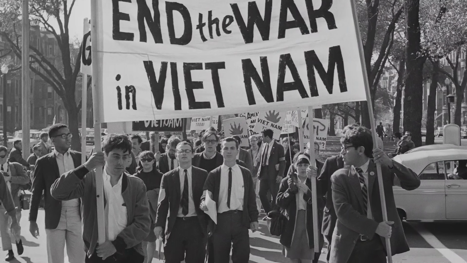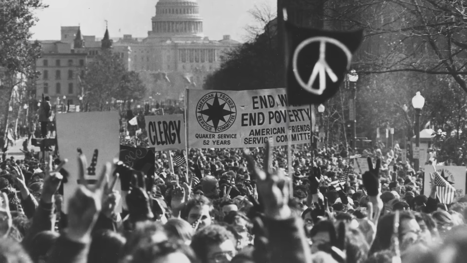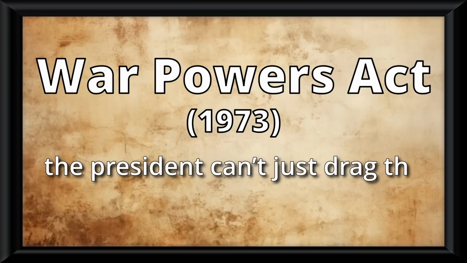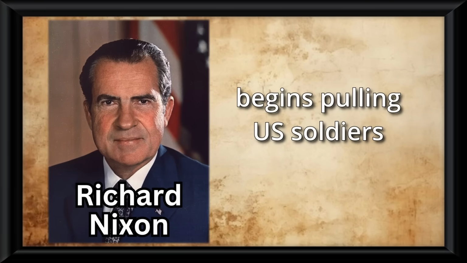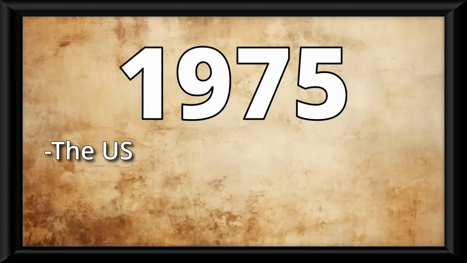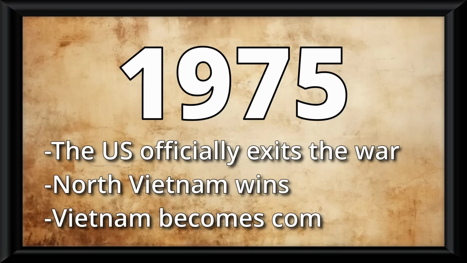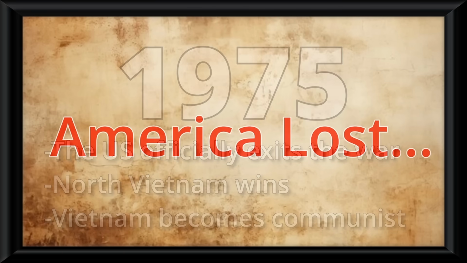The result here is college protests, widespread draft resistance, and cultural divide. This will lead to the War Powers Act, which basically said that the president can't just drag the US into war without Congress. And finally, when Nixon becomes president, he begins pulling US soldiers out of Vietnam until finally in 1975, the US officially exits the war. North Vietnam wins, and Vietnam becomes communist. How about that? For once in history, the US actually loses.